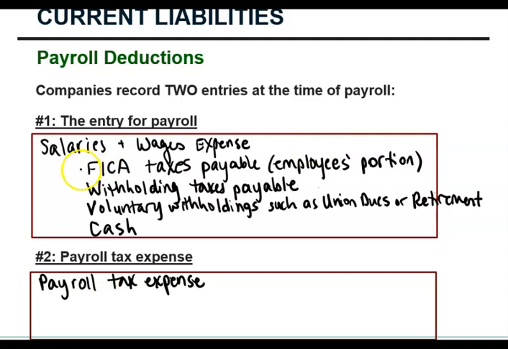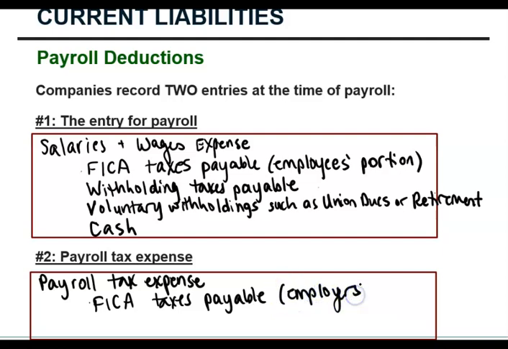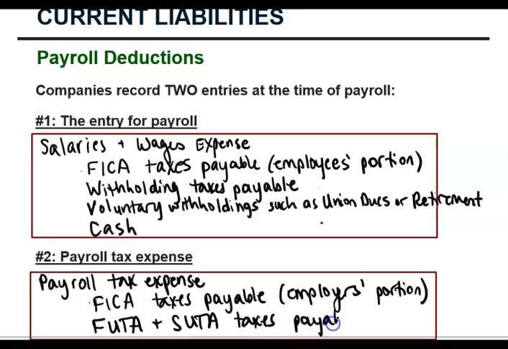Not only does the employee incur the FICA taxes payable, the employer also pays a portion, or owes a portion, of the FICA taxes payable. Again, we'll see more of that in just a moment. So a credit to FICA taxes payable. This is now the employer's portion. And then there's a second tax that an employer has to pay that the employee does not pay, or in this case, owe. And that is FUTA and SUTA taxes payable, federal and state unemployment taxes payable. And we'll cover that in more detail again in just a moment.